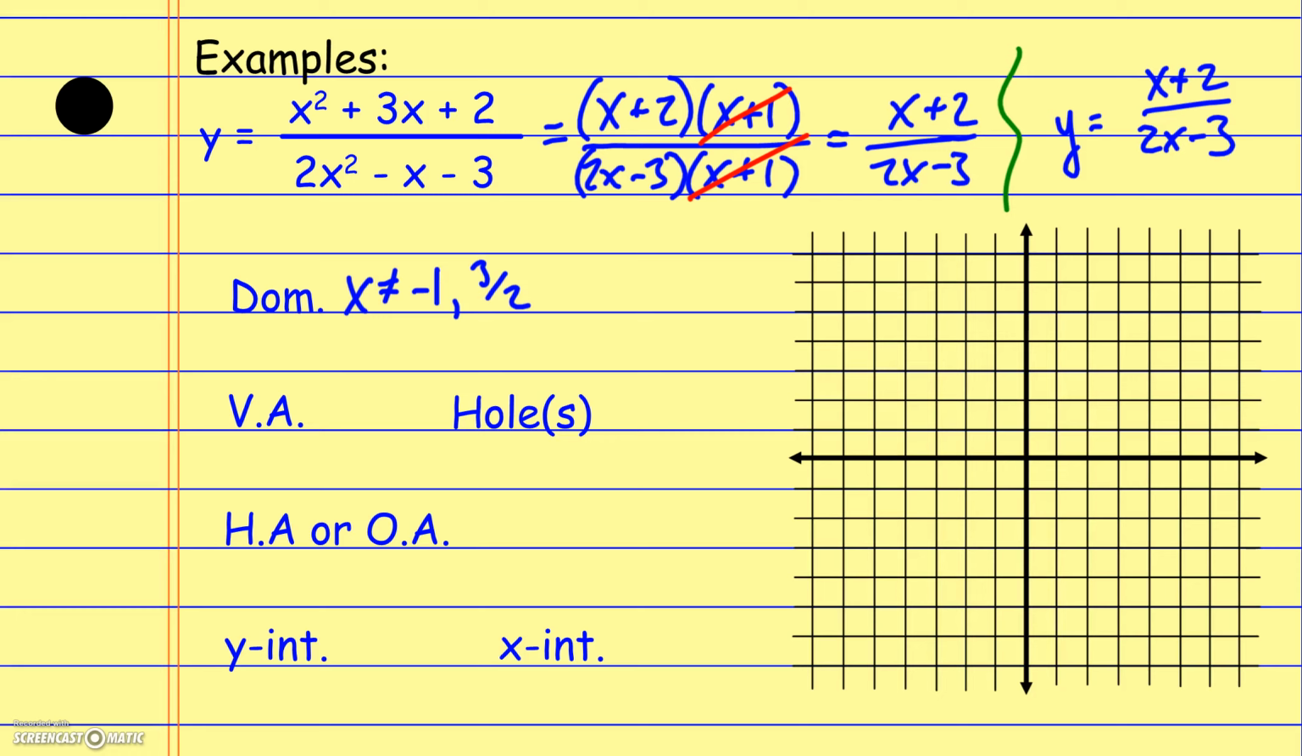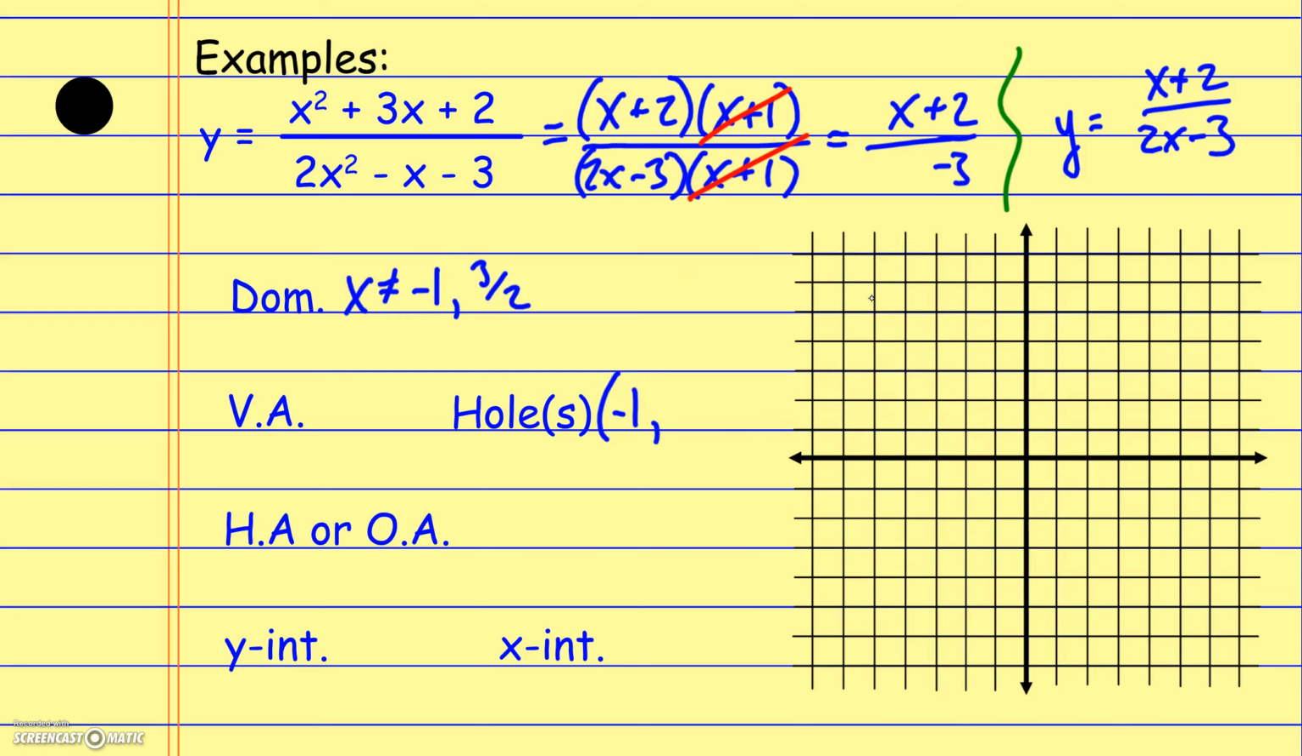So I look at each domain restriction. So I look at this first one. I look at the x cannot equal negative 1. That negative 1 is either a vertical asymptote or a hole in the graph. So I look to see if that restriction got canceled out. That negative 1 came from the factor of x plus 1. And since the x plus 1 got canceled out, it means that the negative 1 also got canceled out. So since that restriction got canceled out, it means that it's a hole in the graph. Okay? So that negative 1 is a hole in the graph.